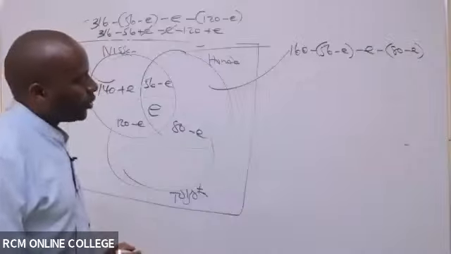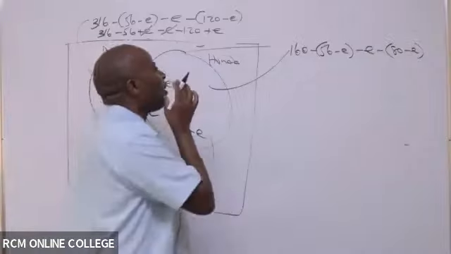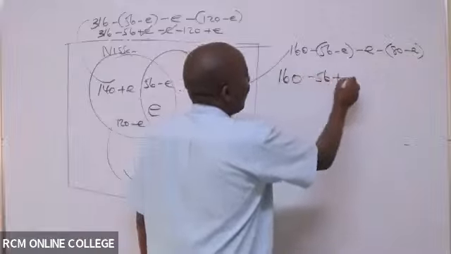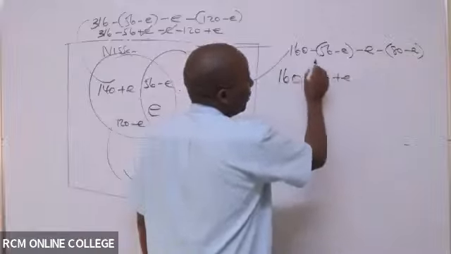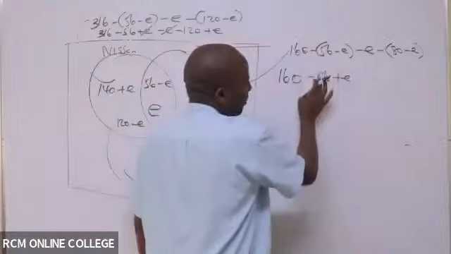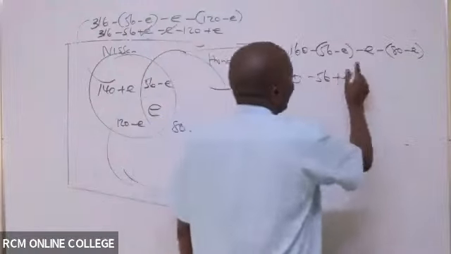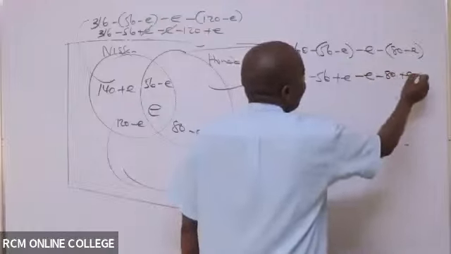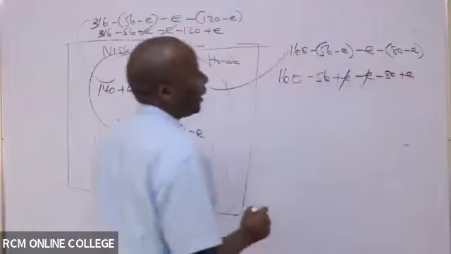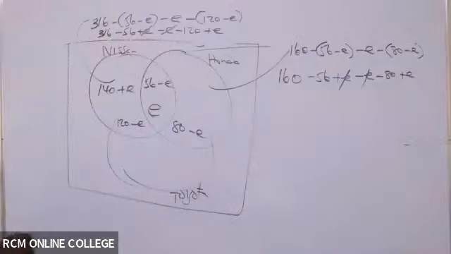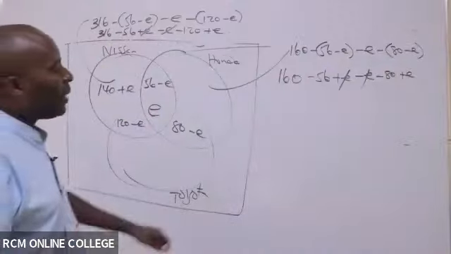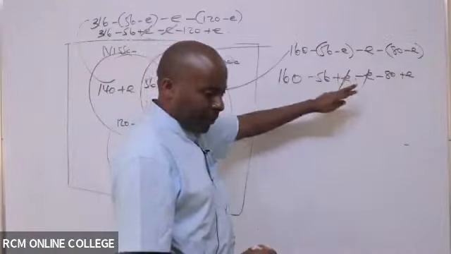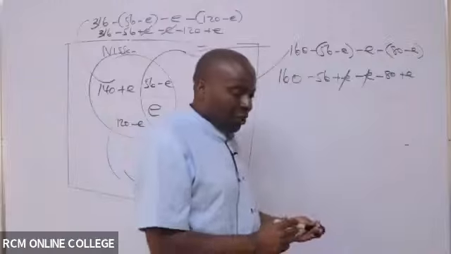So then you open brackets. When you open brackets, what do we have here? So we have 160 minus 56 plus E, because minus is very powerful. This was positive, now it becomes minus, plus E. Minus E, minus 80 plus E. Abracadabra, this and this go. So I'm left with one E there. So can somebody put these like terms together? We have 160 minus 56 minus 80. What do we have? Somebody talk to me this afternoon.